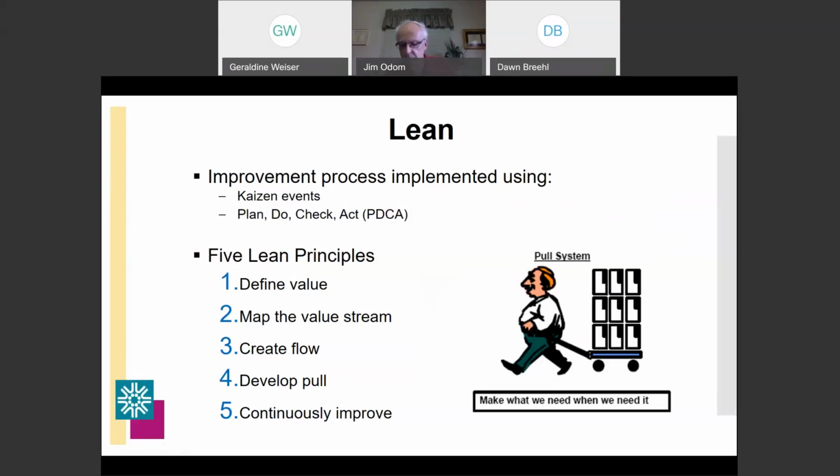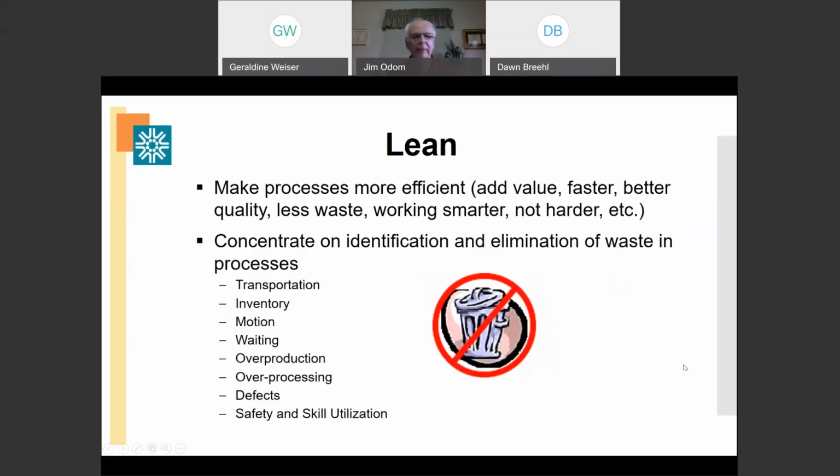So with that, Jerry, why don't we go back to the second slide, which is the one that's titled Lean. I think it's the one just before this. That's it.